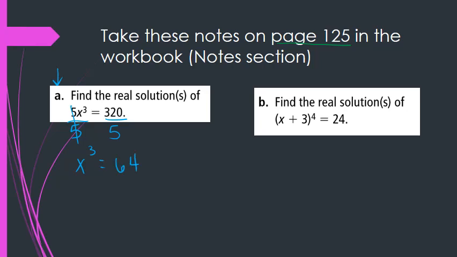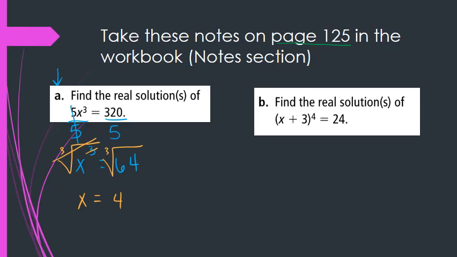And now I'm at something very similar to x squared. When I would square root both sides, now what I'm going to do is cube root both sides. So the cubed and the cube root are going to cancel, leaving me with x, which is exactly what I wanted. So now I want the cube root of 64, which is going to be 4. Okay, and that's how we're going to solve these.